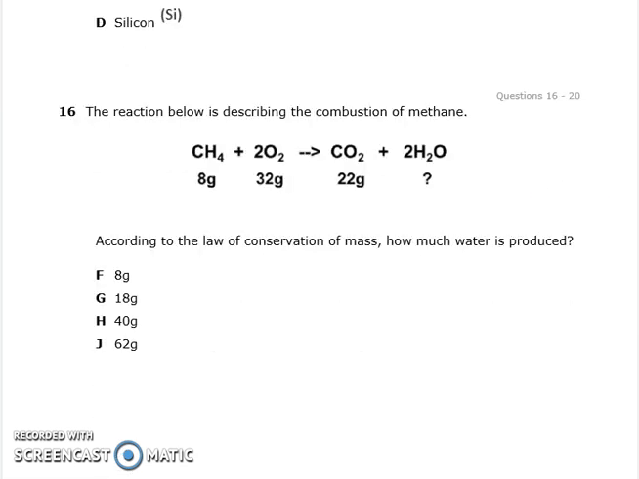Number 16. The reaction below is describing the combustion of methane. According to the law of conservation of mass, how much water is produced? F, 8 grams. G, 18 grams. H, 40 grams. Or J, 62 grams.